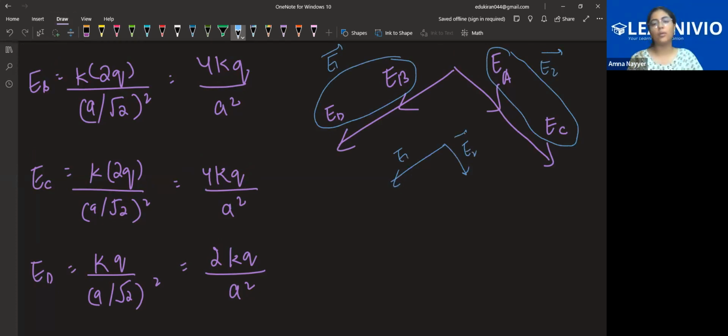Why are we following this step? Why aren't we directly finding out the resultant? Because individual electric fields have been found. Why are we solving it in this manner?